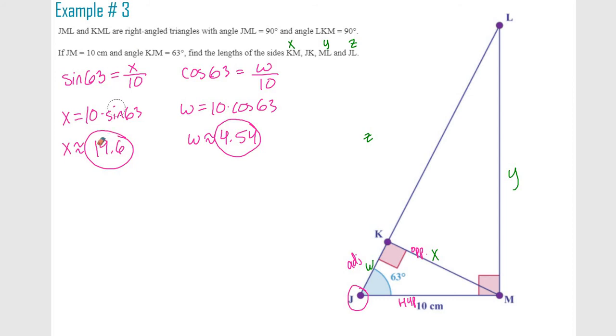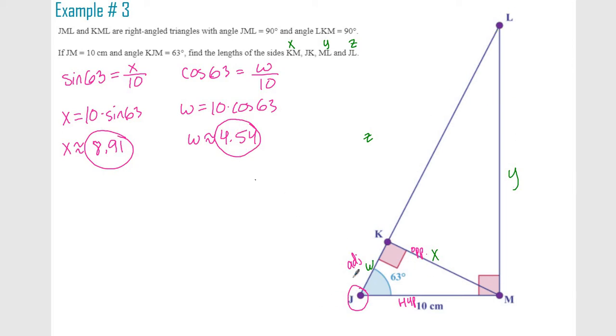Okay, so that really didn't make sense. I scrolled too far down and looked at the wrong X value. Sorry. It should be 8.91 to 3 sig figs. So that's what X and W are. So that was looking at the smaller triangle here.